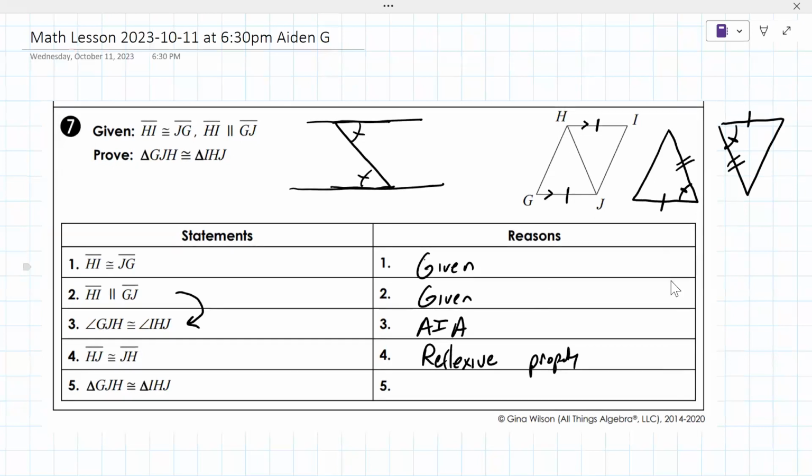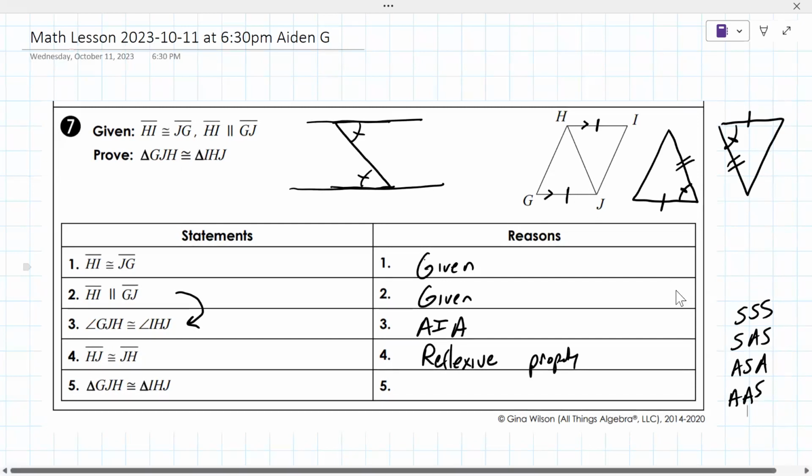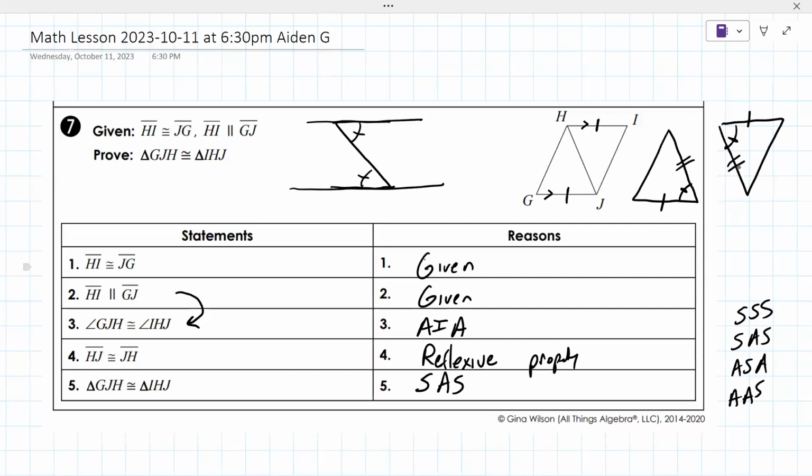There are four ways to prove triangles congruent. There is SSS, SAS, ASA, and AAS. Do any of those make sense here? Yeah. Which one? SAS. So you have a side, an angle, and a side. Is the angle between the two sides? It is. Side, an angle, and a side. Yes, it is SAS.